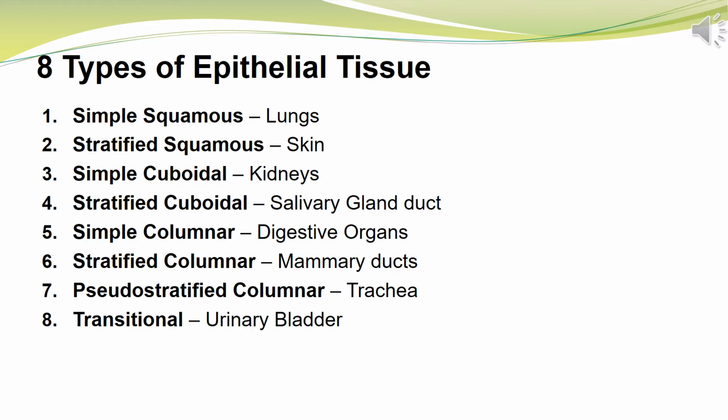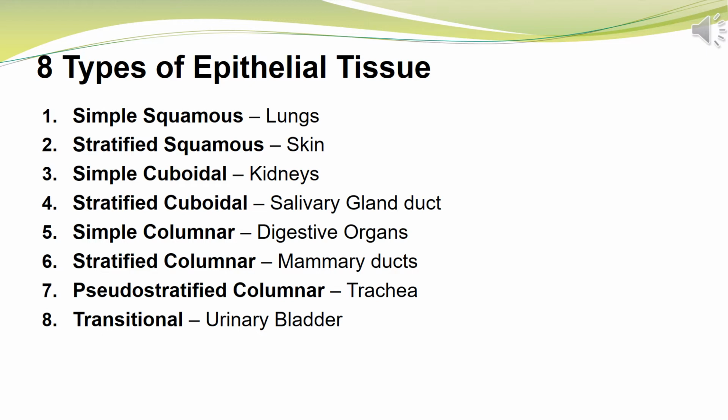When we put the terms from the last slide together, we end up with 8 different types of epithelial tissue, and you're going to be responsible for learning each of these. There's simple squamous, which is found in the inner linings of the lungs. There's stratified squamous cells, which are found in the skin. We have simple cuboidal cells, which make up the epithelial linings of the kidneys.